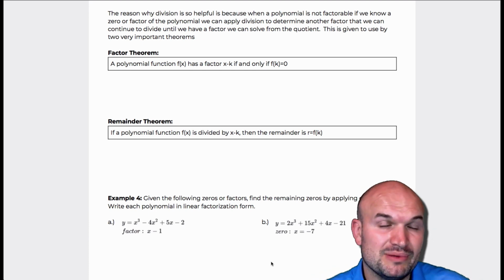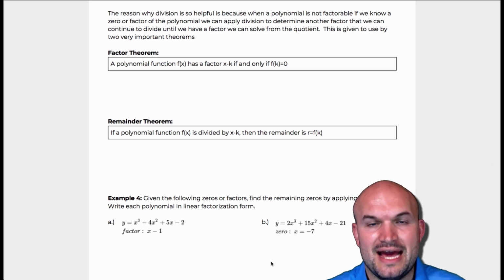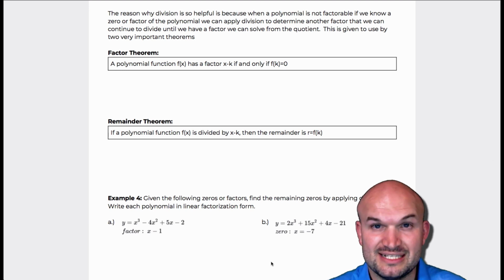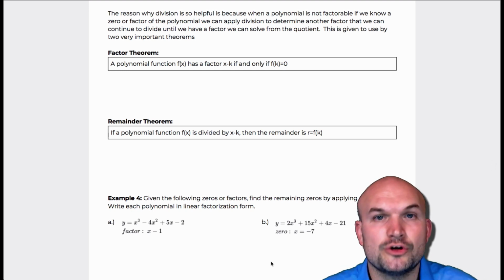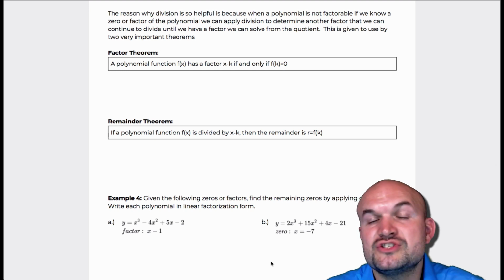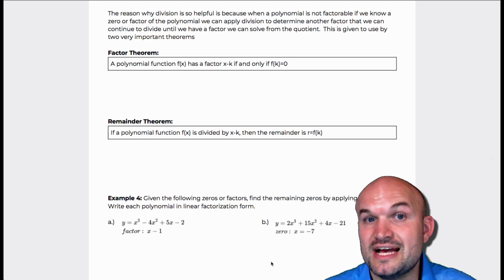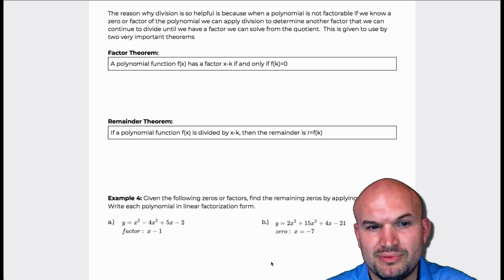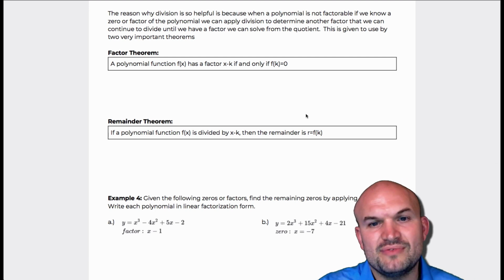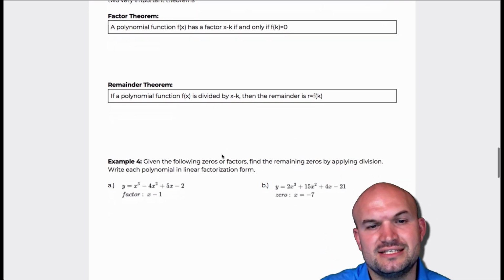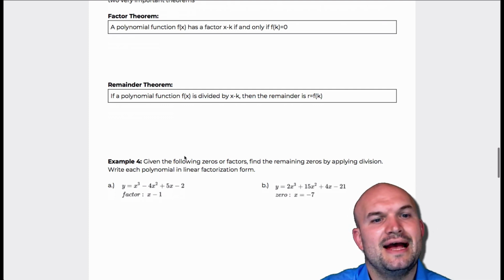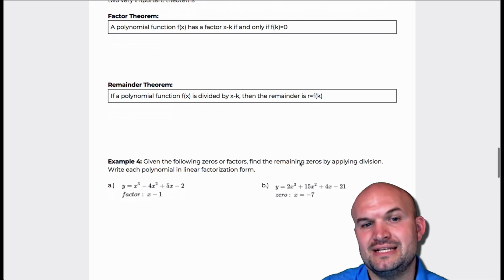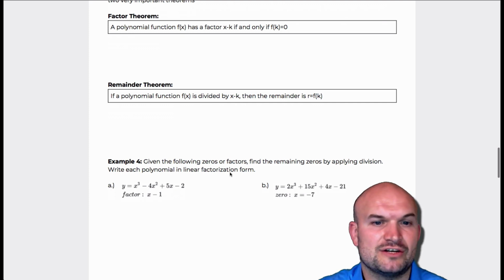And this is helpful because when we can't actually factor something out, if we can use division to rewrite that polynomial as a product of its factors, we can then use our zero product property to solve for all the zeros, as well as identify the multiplicity. So that's exactly what we're going to be looking at: taking a polynomial when given a factor or a zero, and then finding all the remaining zeros and writing it in linear factorization form.